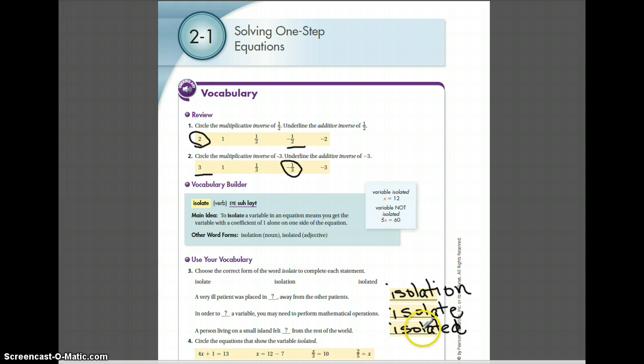Circle the equations that show the variable isolated. The first one, the x has a 4 and a 1 on the same side of the equation, so it is not isolated. Here, the x is isolated because there's nothing else on the left side of the equation. The x is alone. For this problem, the x has a 3 that is being divided, so it is not isolated. And finally, 2/5 equals x. The x is isolated because it's all by itself on the right side.